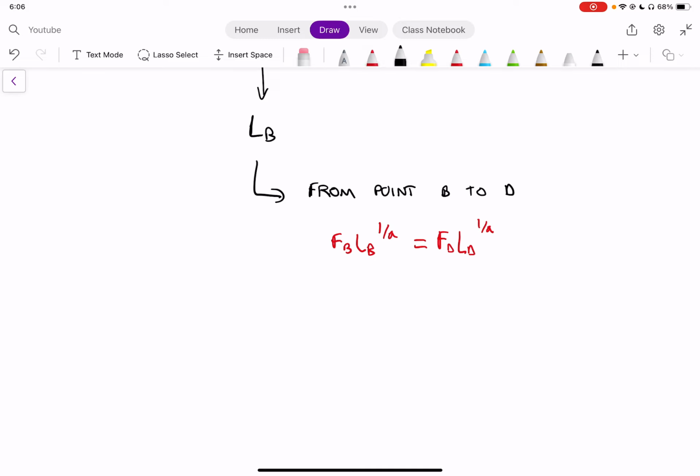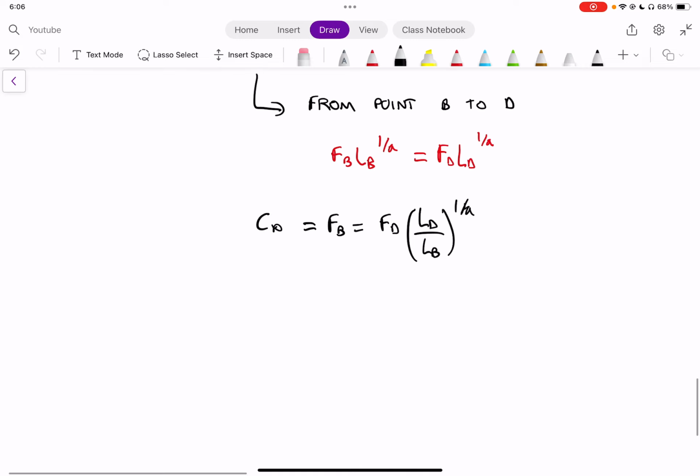So then I'm going to rearrange my equation in terms of FB. I can say that FB is equal to FD times LD over LB to the power of 1 over A. And I know that my FB is also equal to C10. Based on my graph, I know that my C10 is this. Now, I can also write that this LD over LB is equivalent to XD over XB. So I can substitute into my equation and say that LD over LB is equal to XD over XB. There's no real reason to do this, but it's good practice because it makes it a little bit easier to solve our problems.